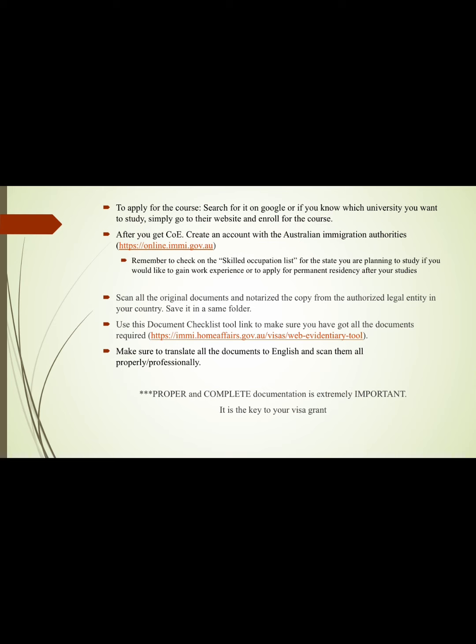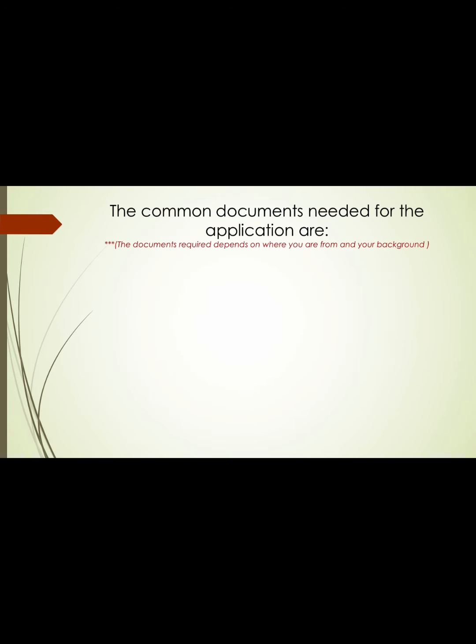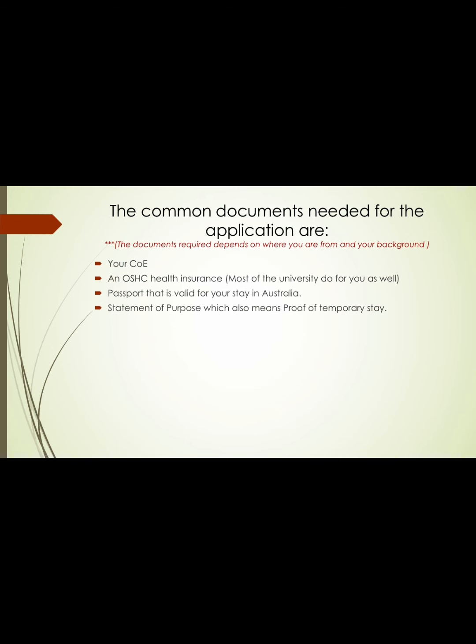All right, so next, after we have everything ready, these are just some of the very common documents which everyone needs despite of where you're coming from. So number one, your COE, and next is your health insurance. If you don't know how to get your health insurance, you can take help from your university. They helped me because I didn't know how to apply when I was applying mine, so I'm sure your university will help you too. Next is your passport, and next is the letter which states your proof of a temporary stay in Australia.